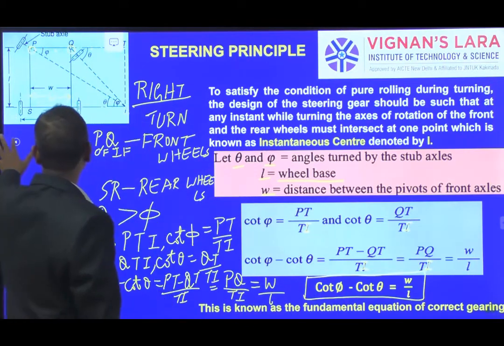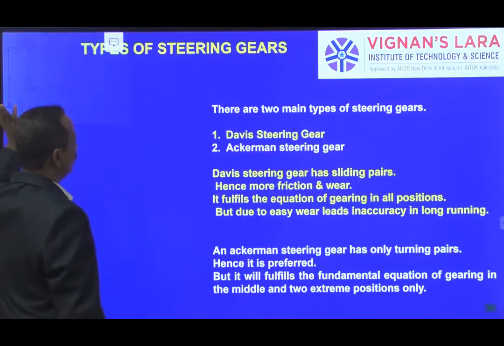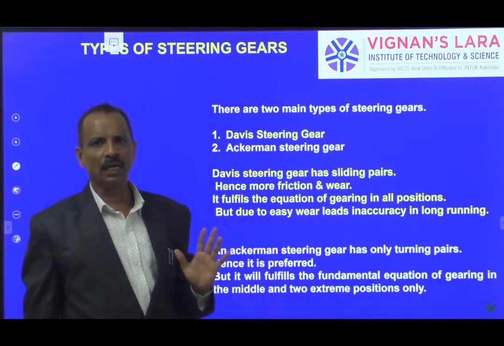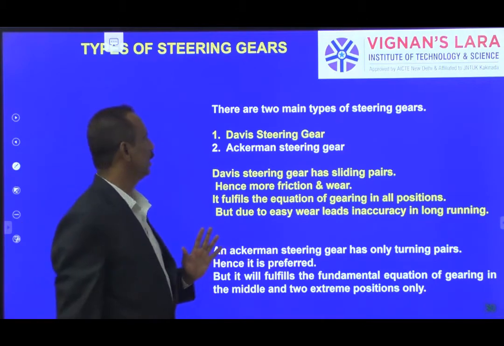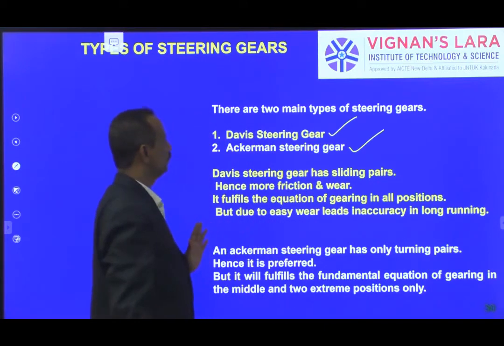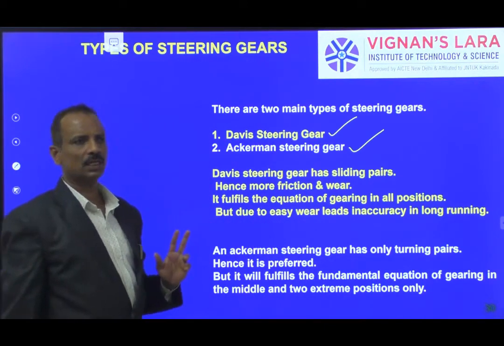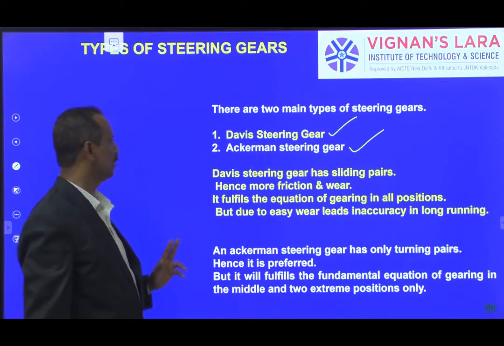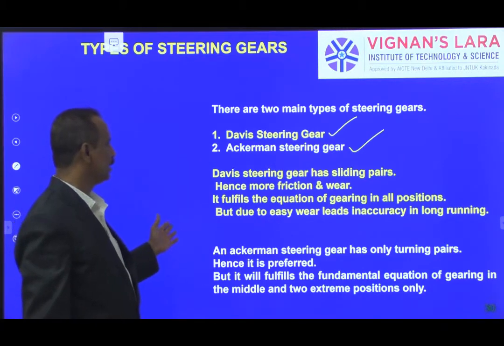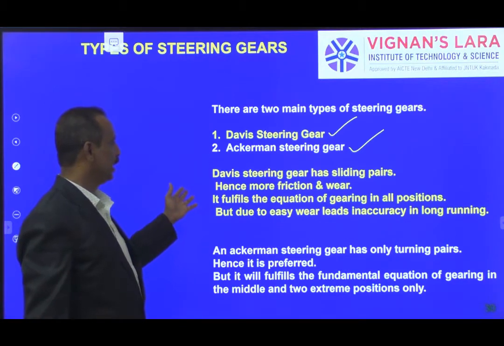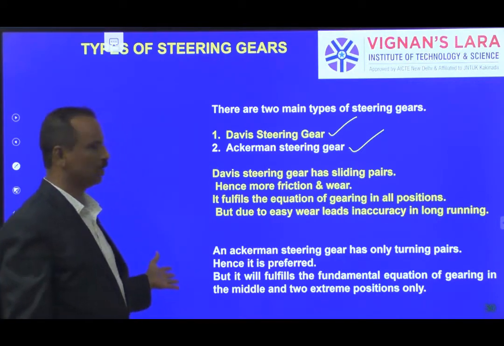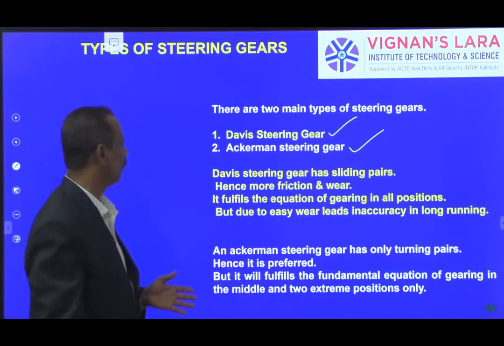Let us see what mechanisms will fulfill the basic governing equation. There are two types of steering gear mechanisms: one is called Davis steering gear and another one is Ackermann steering gear. Let us compare them: what is the Davis steering gear and what are its advantage and limitation, and what is the Ackermann steering gear and what are its advantage and limitation.